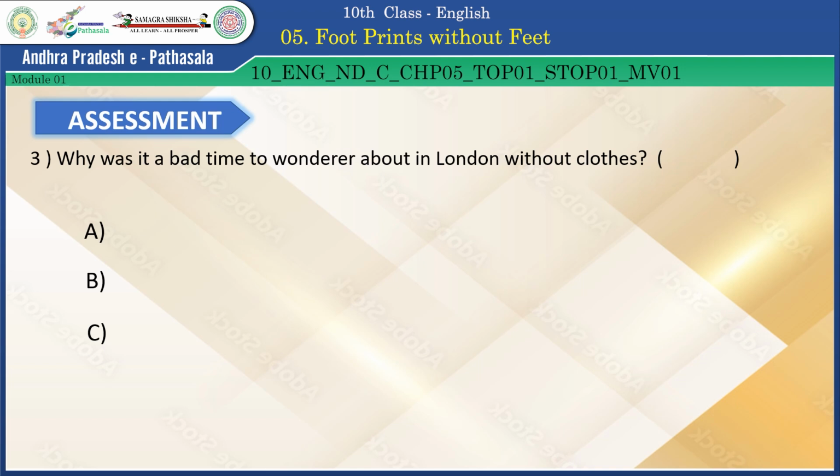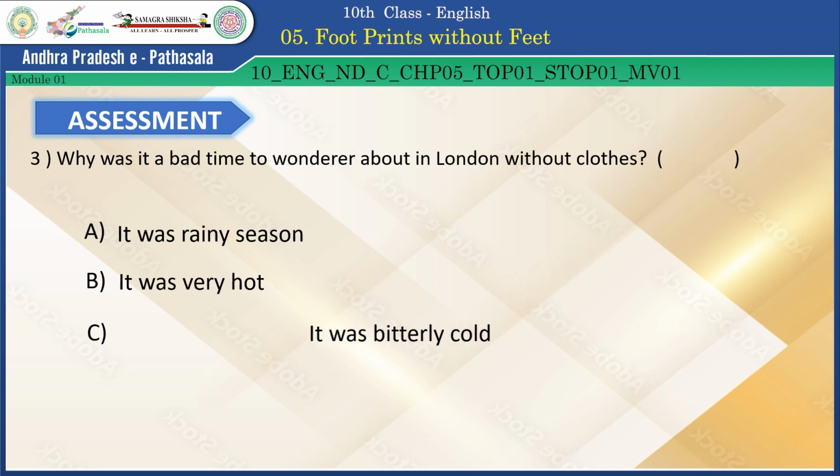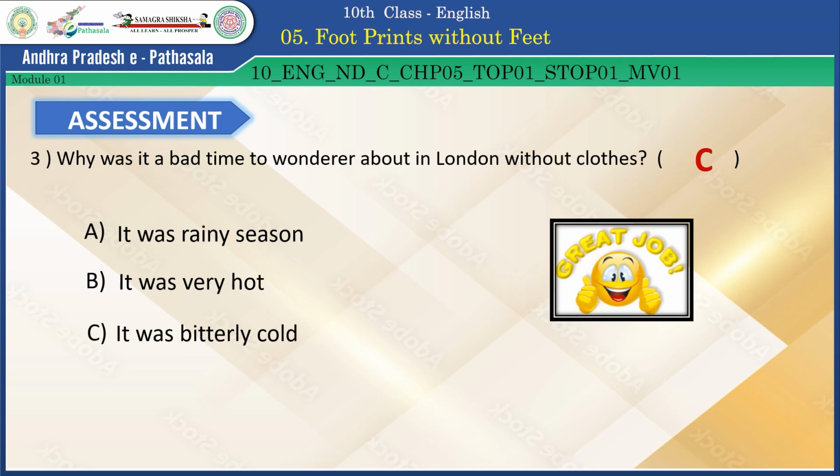Here is your third question. Why was it a bad time to wander about in London without clothes? Option A. It was rainy season. Option B. It was very hot. Option C. It was bitterly cold. Come on, children, guess the answer. Wow, C is the right answer. It was bitterly cold. Great job.